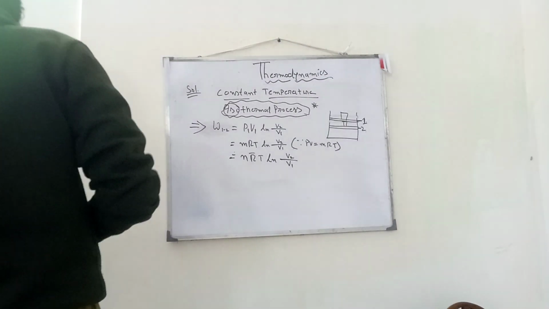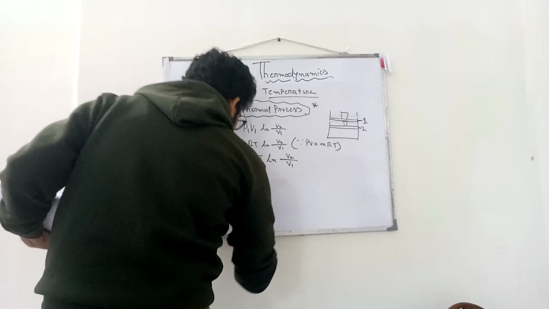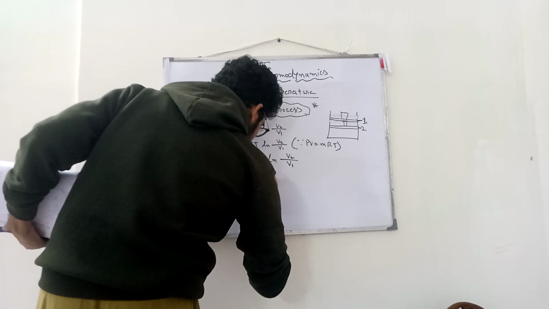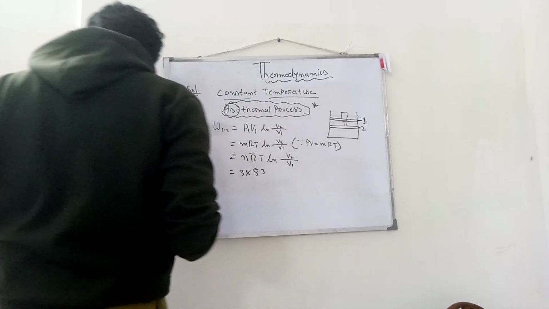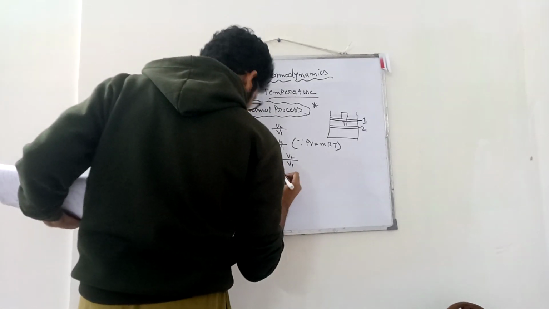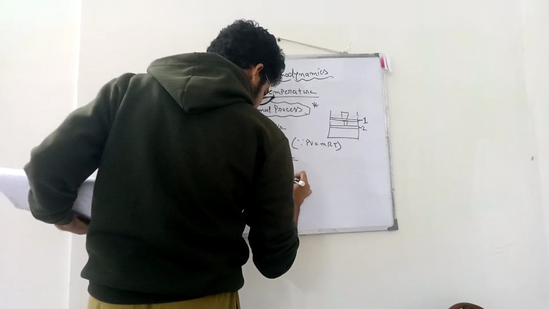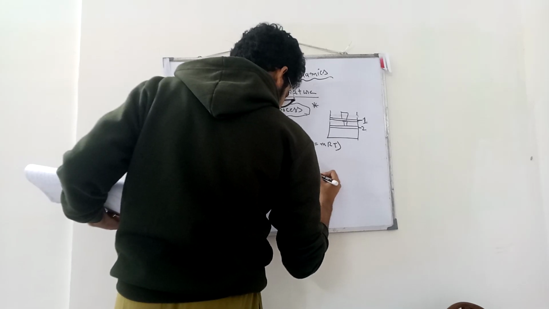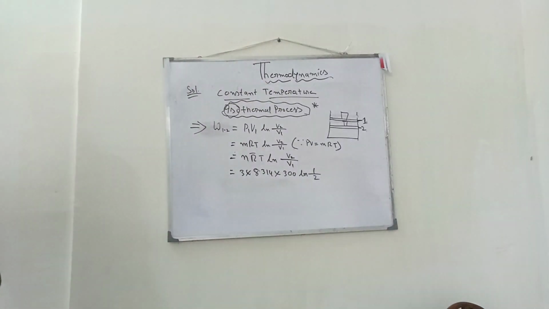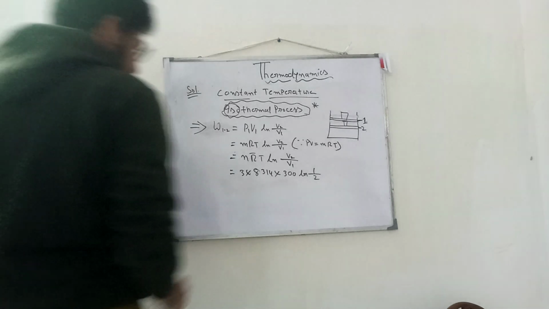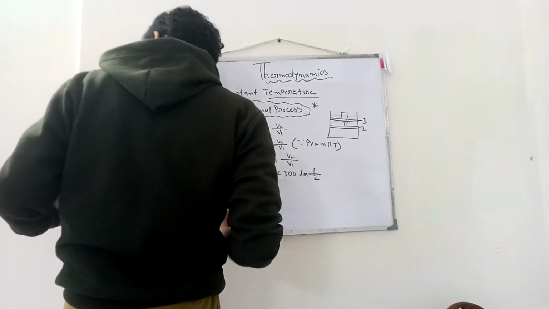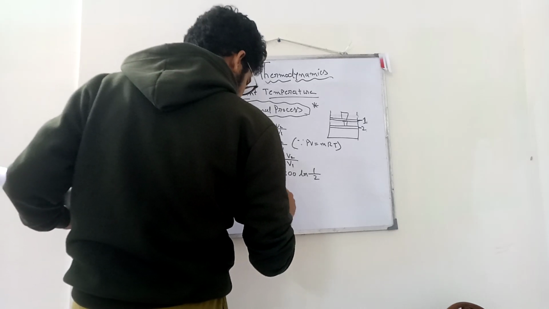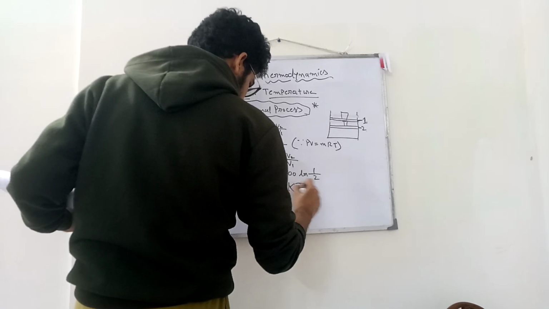Now this happened, and then 3 into the value of the universal gas constant, or characteristic gas constant, which is 8.314, into 300, and natural log of 1 by 2. And the final answer will be minus 5188 kJ. Okay.